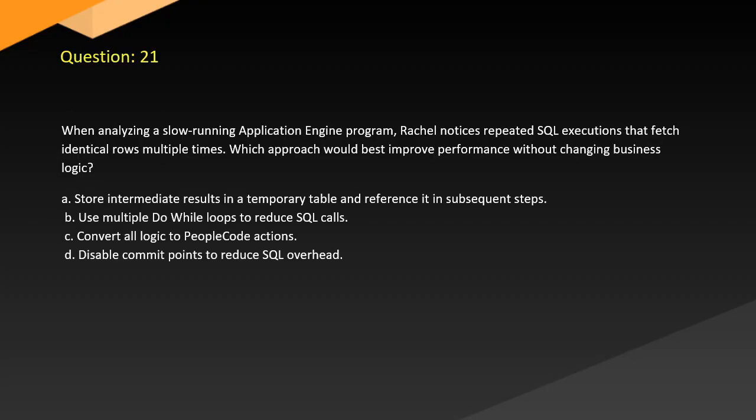Question 21. When analyzing a slow-running Application Engine program, Rachel notices repeated SQL executions that fetch identical rows multiple times. Which approach would best improve performance without changing business logic? A. Store intermediate results in a temporary table and reference it in subsequent steps. B. Use multiple do-while loops to reduce SQL calls. C. Convert all logic to PeopleCode actions. D. Disable commit points to reduce SQL overhead.